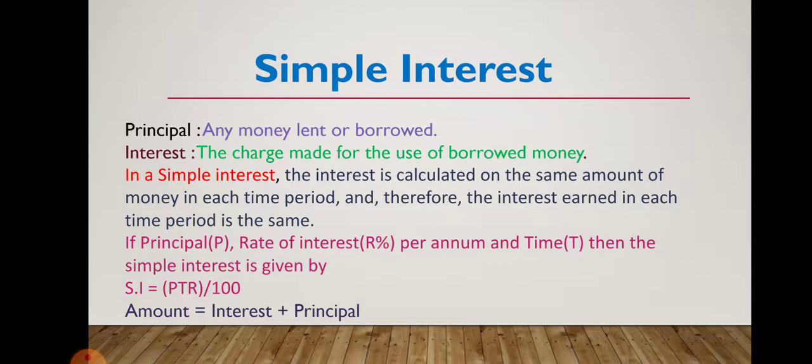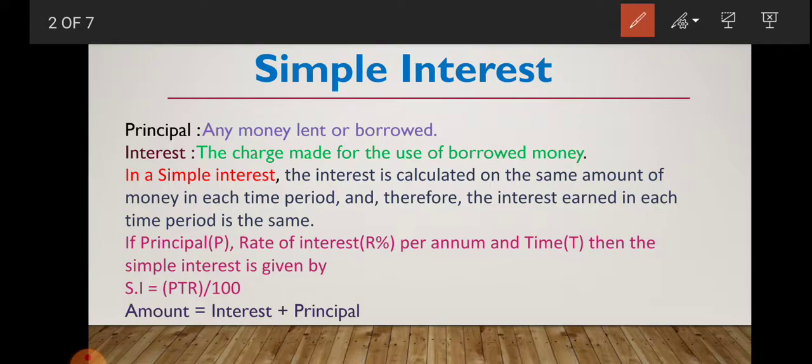Now, simple interest. In simple interest, the interest is calculated on the same amount of money in each time period, and therefore the interest earned in each time period is the same. If principal is P, rate of interest is R% per annum and time T, then the simple interest is given by simple interest is equal to principal into time into rate divided by 100, and amount can be defined as amount is equal to interest plus principal.